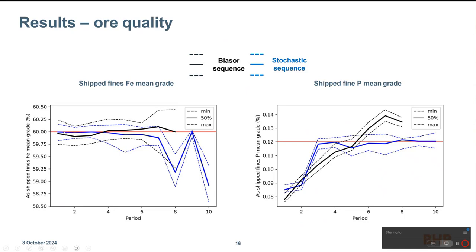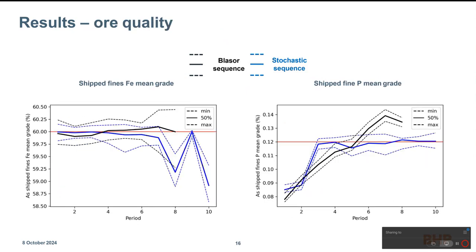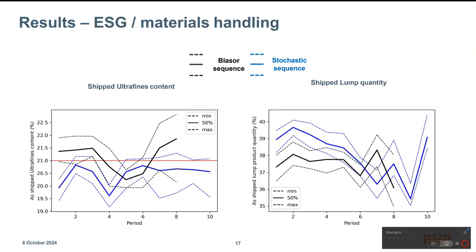So the iron grades are higher for the first 4 periods in the stochastic sequence than the Blazer sequence, and the phosphorus grades, product grades, are maintained below the threshold of 0.12 throughout the life of the mine, whereas the Blazer sequence deviates and sends higher phosphorus grades, which will incur a penalty.